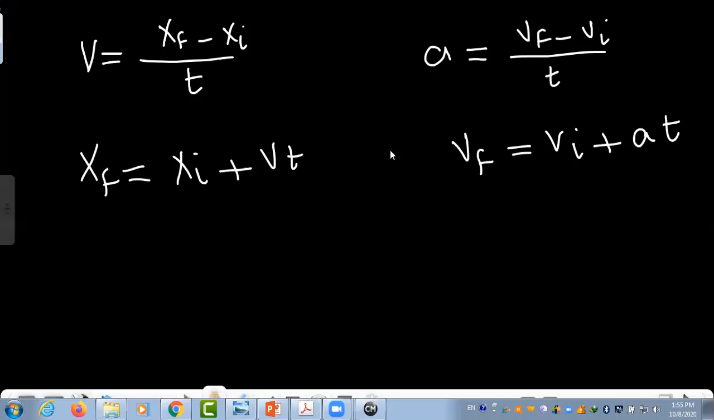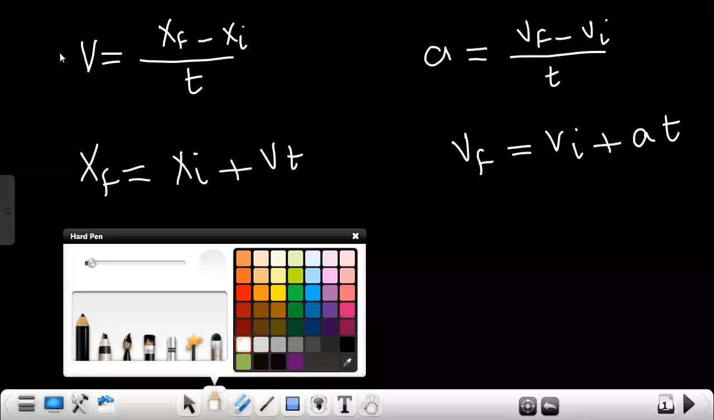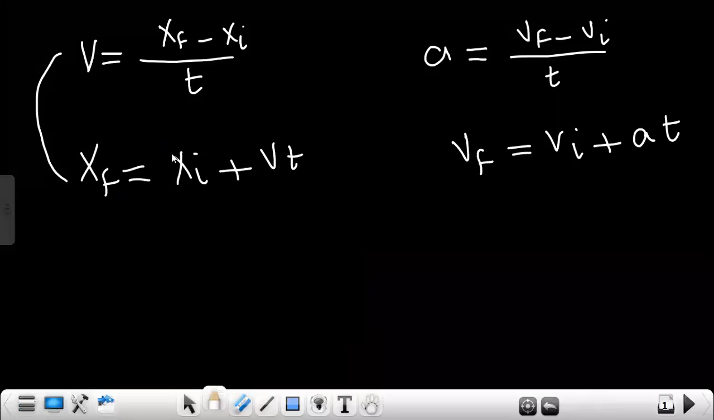We said we can calculate velocity from this law. Velocity equals change in position, final position minus initial position, over time. We can rearrange it to become xf equals xi plus vt.